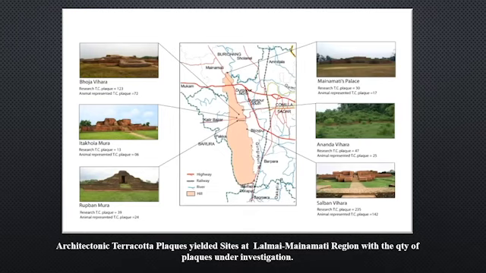Some plaques of this area are in museums, but their exact finding place could not be located. In such cases, the terracotta plaques have been recorded as found from Moinamoti. In total, 487 terracotta plaques from this area have been included in this research, among which 286 are depictions of animal figures.